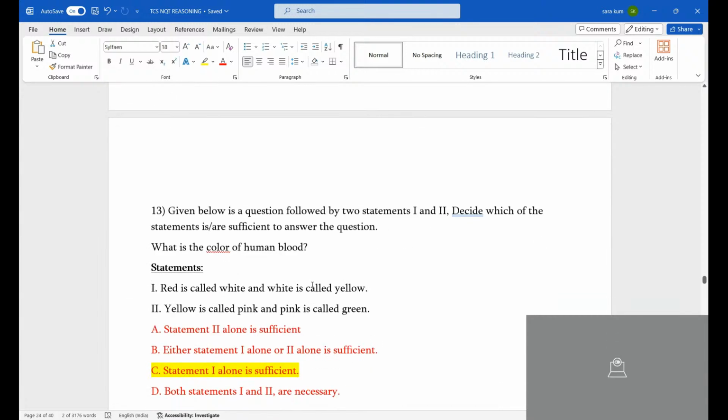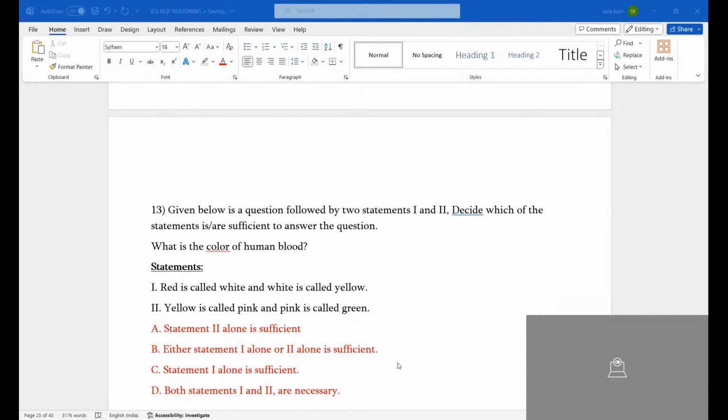Let's see if you can answer this question, again a data sufficiency question. So read this.